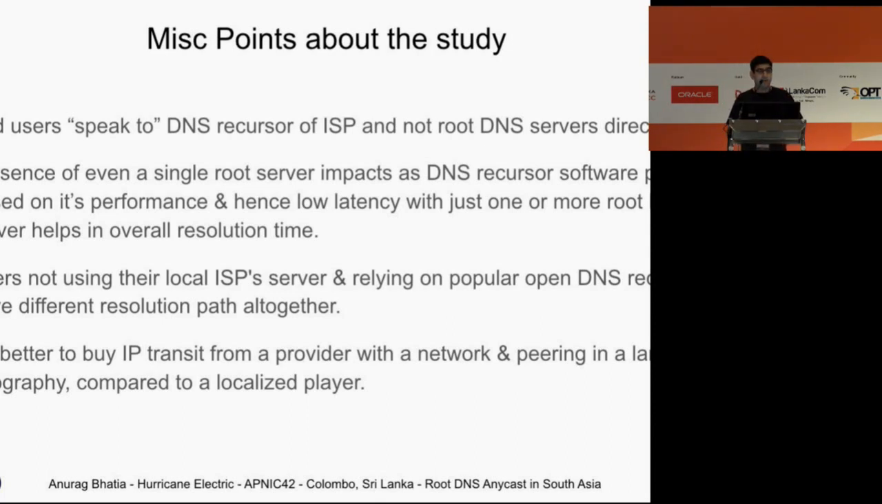So you don't need to have all 13 root servers in order to have better performance. Even if you have a couple of servers, the recursor algorithm will start pushing traffic to those root servers as compared to the ones far away, based on the performance data. BIND and most other popular recursive software do that. And users who do not use a local ISP server and rely on a popular server have altogether very different paths. So this data is not applicable in cases where you are using 8.8.8.8 or OpenDNS.